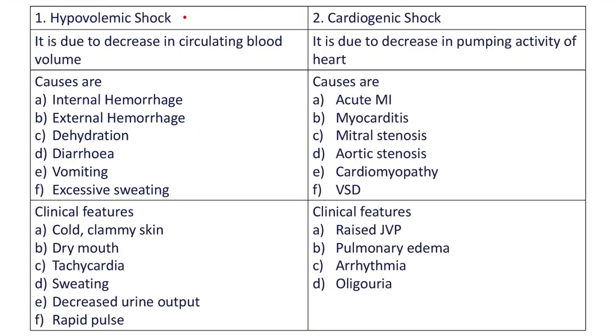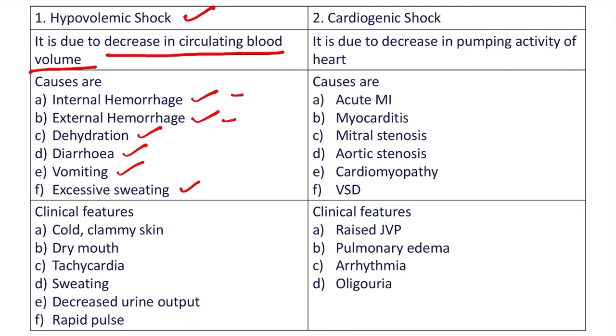Now first we will see hypovolemic shock. This shock is due to decrease in circulating blood volume. There can be a loss of blood or fluid from the body, which can result in hypovolemic shock. So which are causes? Causes can be internal hemorrhage, external hemorrhage. In internal hemorrhage there can be a gastrointestinal bleed, GI bleed. External hemorrhage can be due to trauma or accidents. Then other causes are dehydration, diarrhea, vomiting, excessive sweating. All these causes can lead to hypovolemic shock.